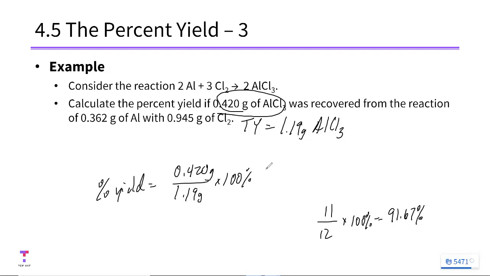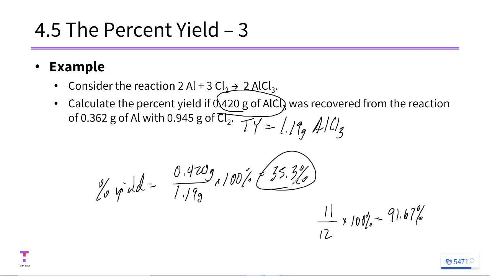And if we do that calculation out, 0.42 divided by 1.19, to 3 significant figures, we get 35.3%, which is not terribly great, but in context, it's not terribly bad either. A lot of times these reactions just happen so slowly that at some point we have to go, you know what, let's just call it a day. And we don't get everything that we're supposed to.